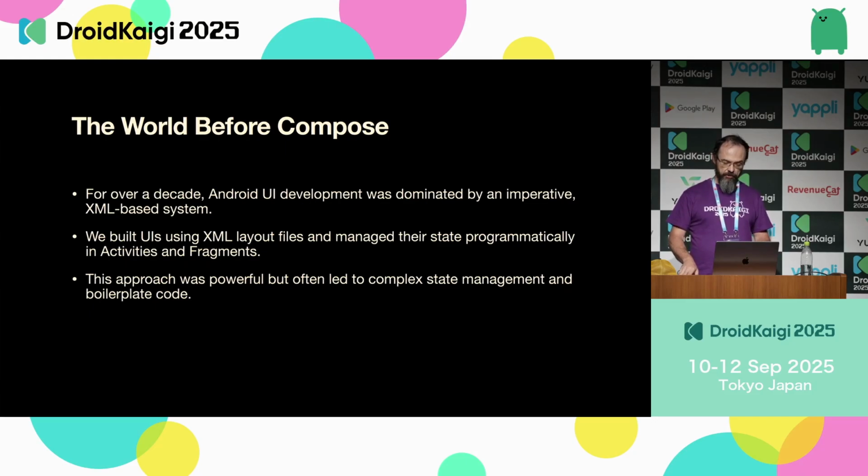This approach was powerful, but often led to complex state management and boilerplate code, especially boilerplate code. If you've been using the view system, this led to functions to locate the XML file, like findViewById. There were a few libraries that improved the process a little bit, but generally we ended up with a lot of code just to deal with the XML files.